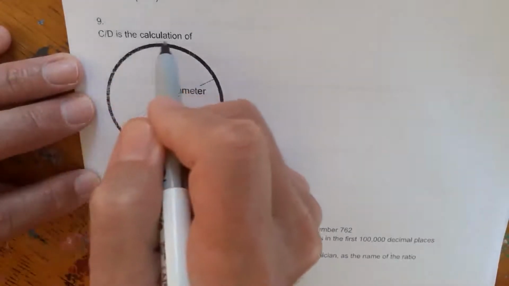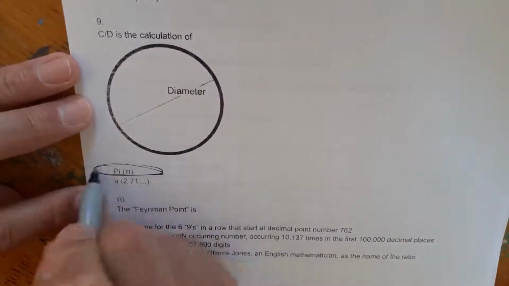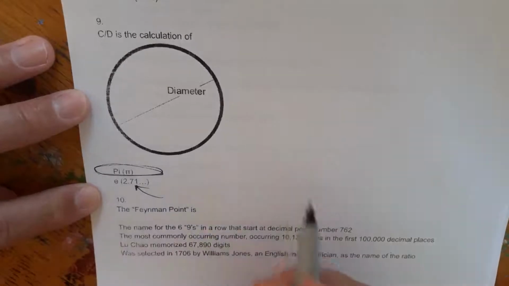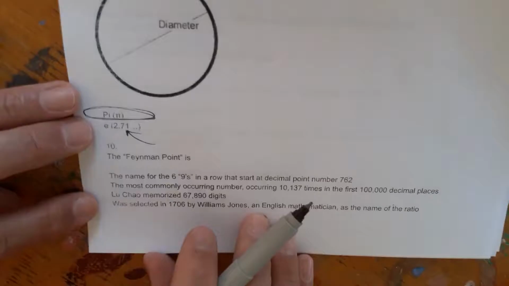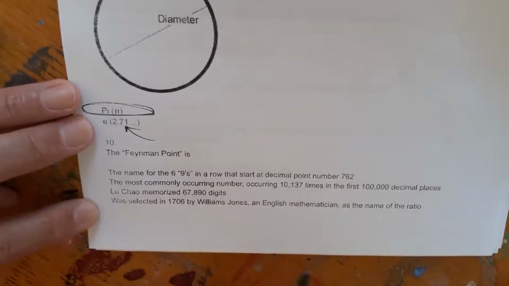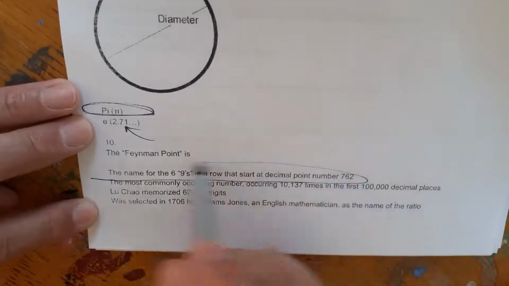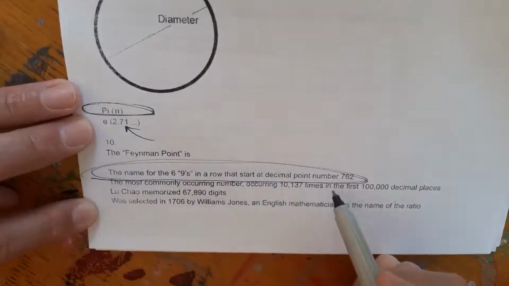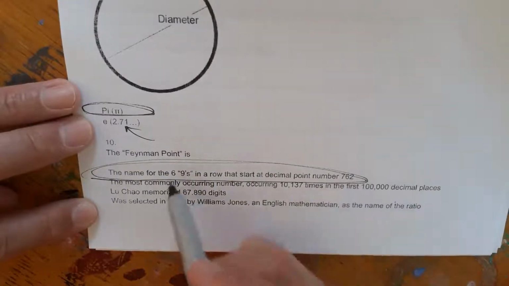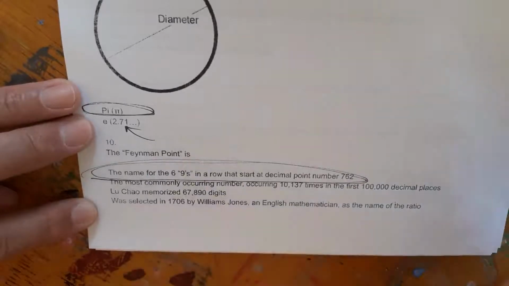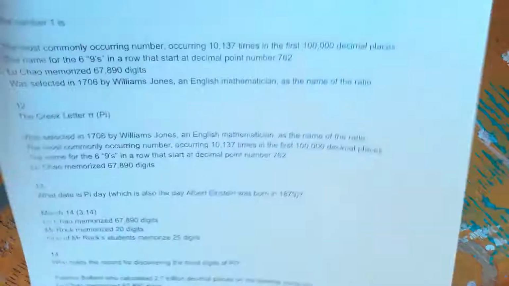Circumference divided by diameter is the calculation of pi. Not e, that's a different ratio we'll deal with later. 2.71 is another ratio. The Feynman point, that's cute because we put it into the quiz here, is the name of the 6 nines that show up at the decimal point 762. All right, that's called the Feynman point. That's in the notes. So a lot of this is just reiterating what the notes said.